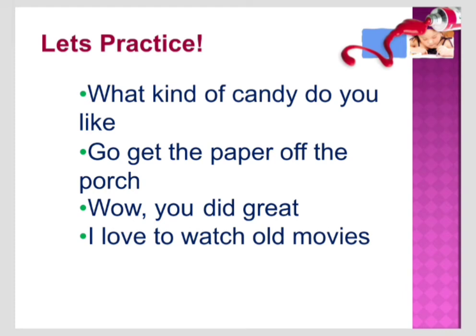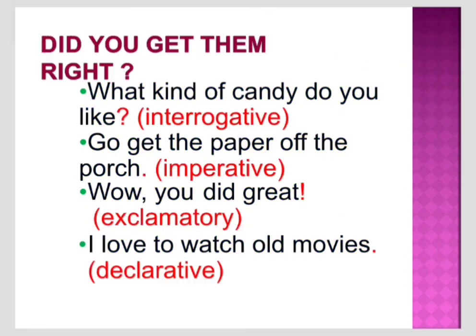What kind of candy do you like? Now what do you think it would be? Just think and write it down somewhere in a rough notebook, so that later you can check your answer when I discuss the answers of all the 4 sentences. Second sentence is, go and get the paper off the porch. Third, wow, you did great. Number 4th, I love to watch old movies. Okay, you might have done all these sentences in your rough notebook, or you can even do them in your mind. Now let us discuss the answers.